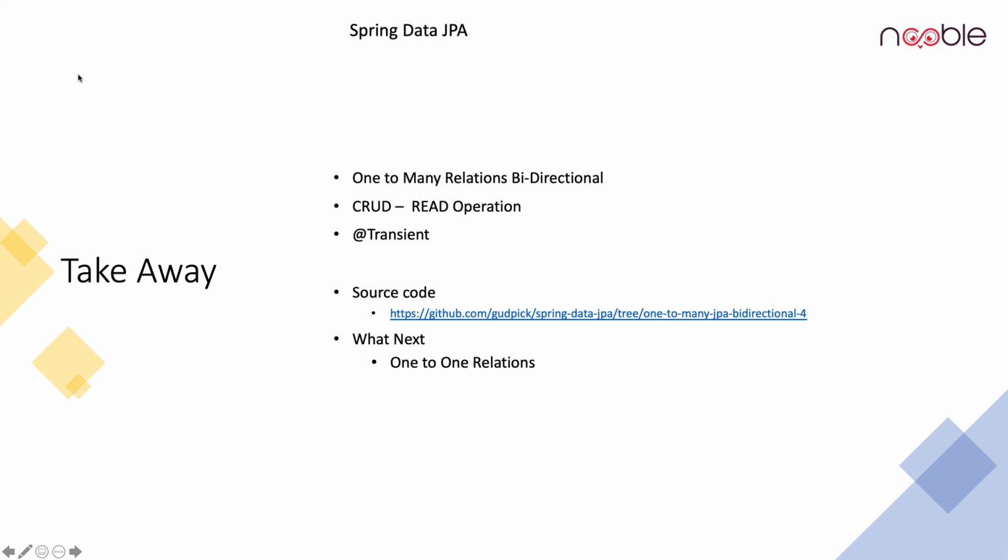Now the takeaways are, we discussed one-to-many relations, which is bidirectional, the CRUD read operation and the transient annotation, and we discussed the findAll method and the find method. Now I am putting the source code in my GitHub repository, and from here we'll move on to one-to-one relations.